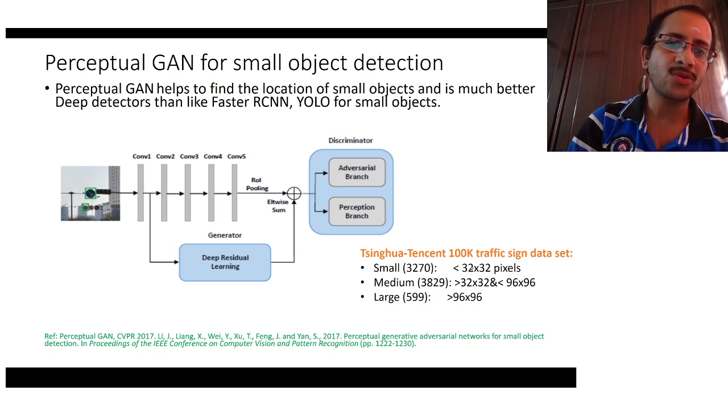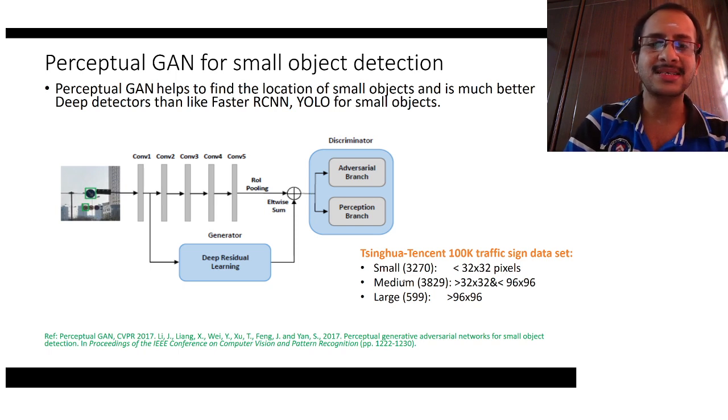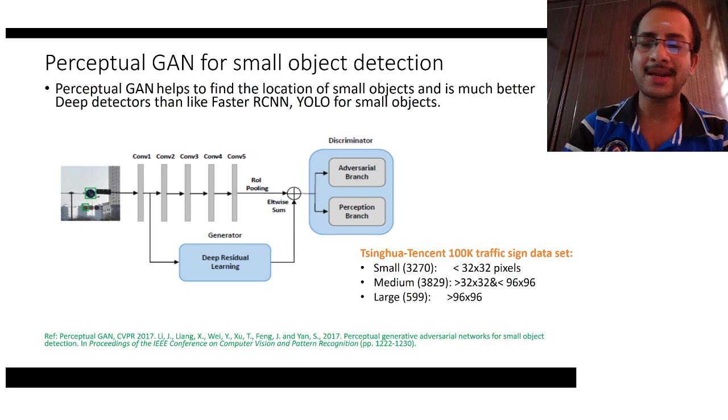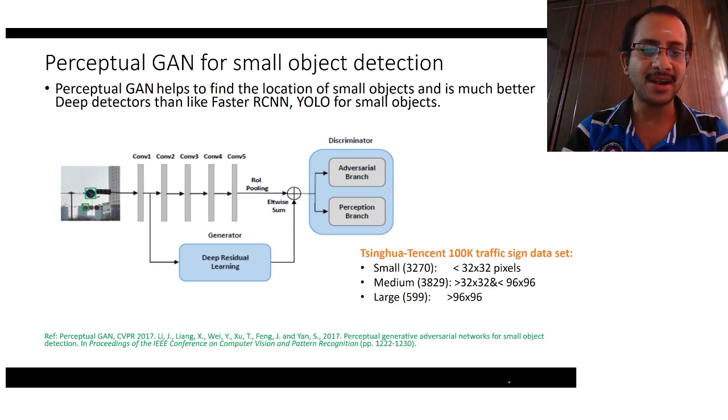Small objects are those which are less than 32 cross 32 pixels, medium objects are between 32 square pixels and 96 square pixels, and large objects are above 96 square pixels. Since small object detection is an important problem, especially in signboards and a few other important classes, there is a data set that explicitly deals with small object detection.